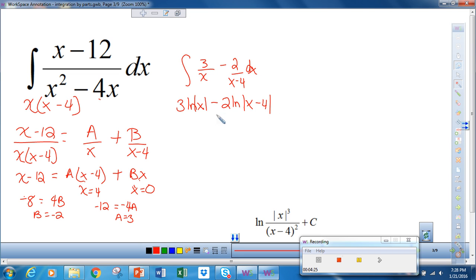Now, I don't care if you write it like this or if you write it like this. If it's multiple choice, it may be written like this, so you just need to be able to go back and forth. If it's a quiz, you may leave it like this.